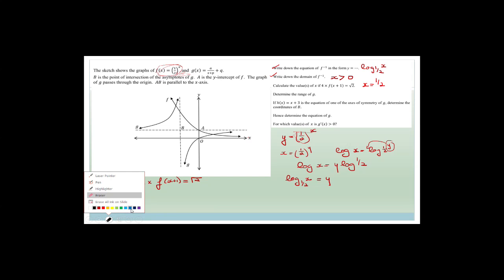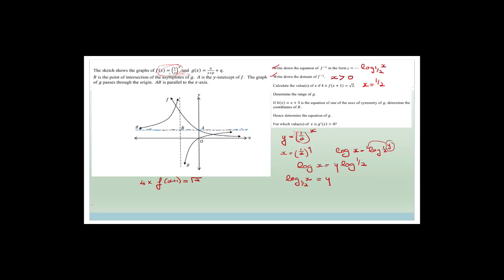The range of g, do you agree, is all the y values except this line here. And this line here is basically where it does not cross, which is the value of q. But now, what else do we know?